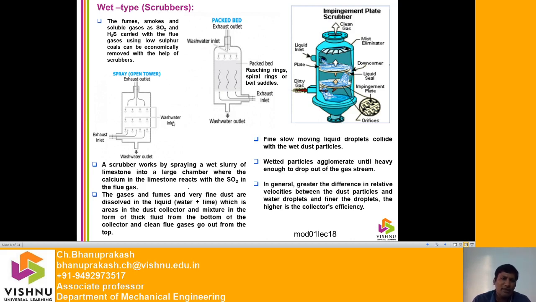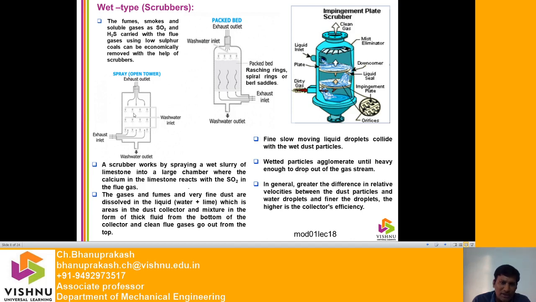Now, the first one we will discuss is the spray or open tower type of scrubber. See here, this is the flue gas inlet, and after treatment the exhaust gas will go out, and here is the wash water inlet and here the wash water outlet. The scrubber works by spraying a wet slurry of limestone. So along with the wash water inlet, we are supplying a wet slurry of limestone into a large chamber.